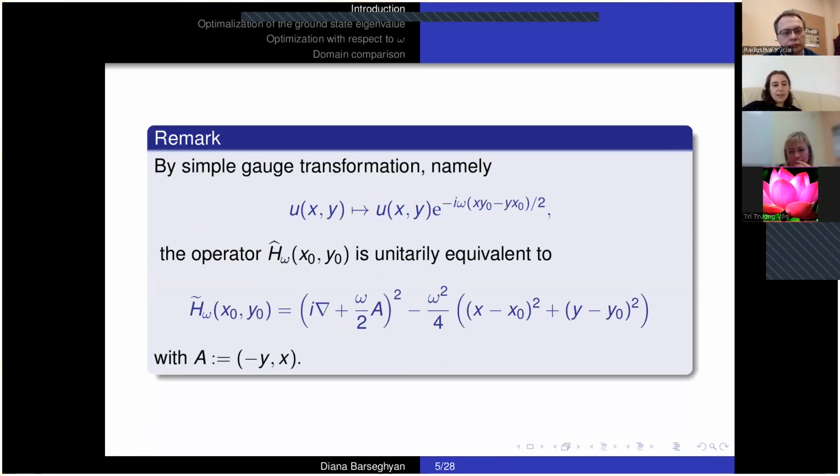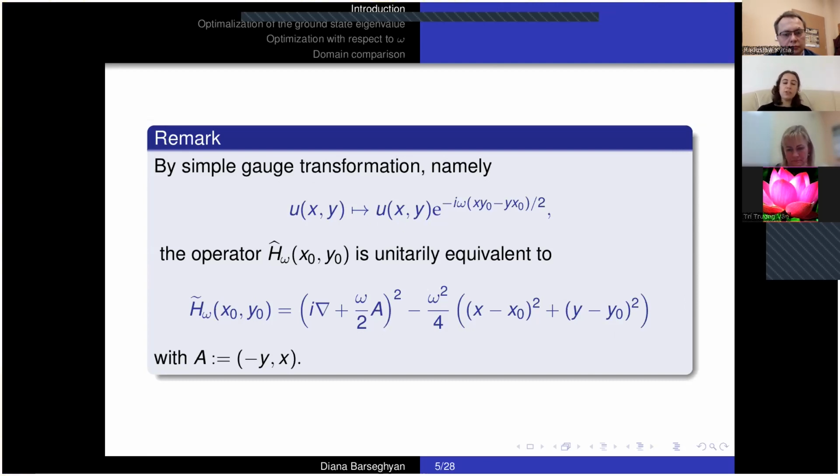Next slide, please. Since the magnetic potential here, as we remember, is of the form y minus y0, x minus x0, we want a nicer formulation of the magnetic potential, as written in this slide, without x0, y0. The idea is now to use the gauge transformation, which is given in the first line: from u(x,y) go to u(x,y) multiplied by e to the power minus i omega (x y0 minus y x0) over 2.